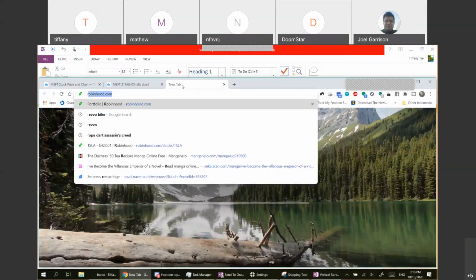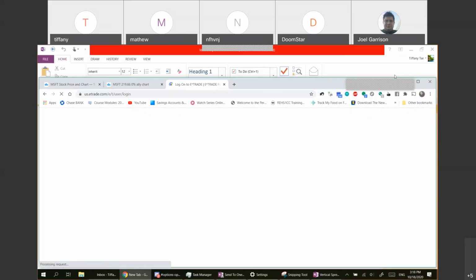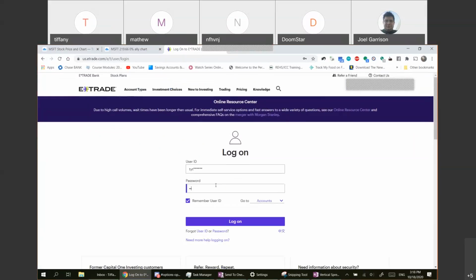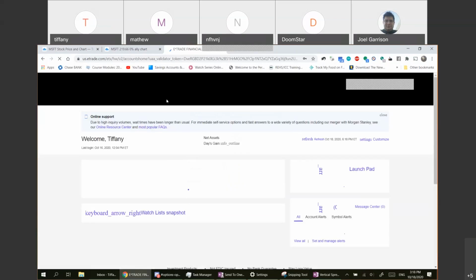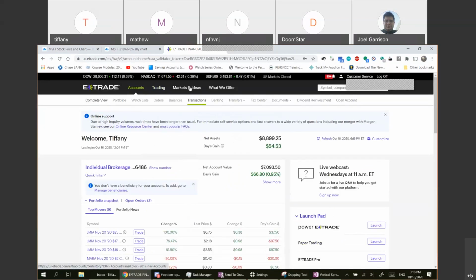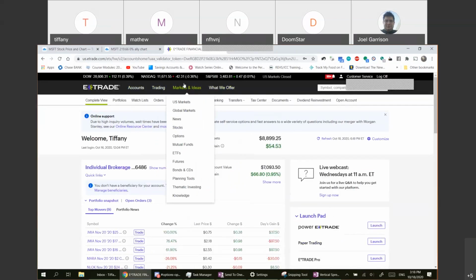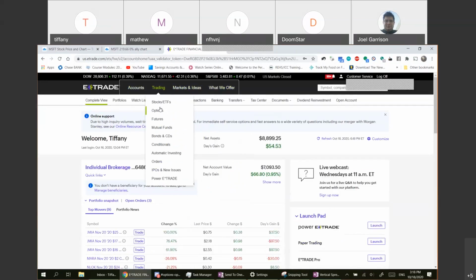I'm just going to use E-Trade because it gives you a probability graph of success. The way I always do this is I look at the probability graph, and E-Trade does have one, so you guys can see how much you're risking. If you use E-Trade, you can use their tools on market ideas, options, ratings.